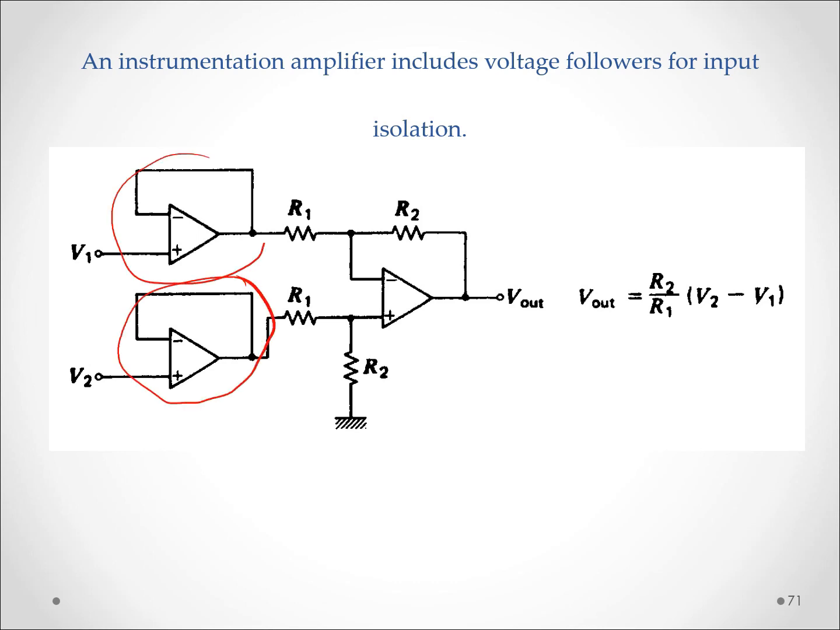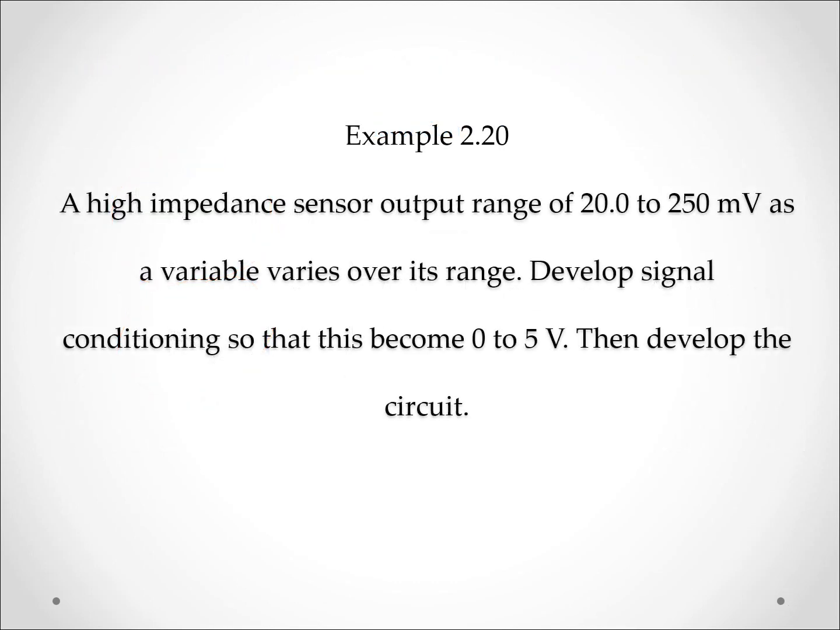Let us look at an example related to this topic. Let's say we have a high impedance sensor output range of 20 millivolt to 250 millivolt, as the variable varies over its range. Develop signal conditioning so that this becomes 0 to 5 volt. Then develop the circuit. The approach to problems of this sort is to build a linear equation where V out is equal to M V in plus V naught.